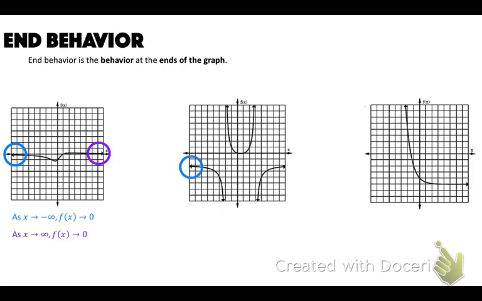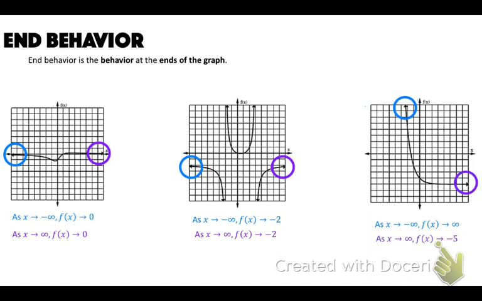Okay, this one, we do not care about the middle. Remember, we only care about the ends. So here, as x is going to negative infinity, f of x is going towards negative 2. And for this side, as x is going to infinity, f of x is going towards negative 2 also. This one, as x is going to negative infinity, f of x is going up, and that's just going to continue to go up forever, so it's going towards infinity. This side, as x is going towards infinity, f of x is going towards negative 5. Cool?